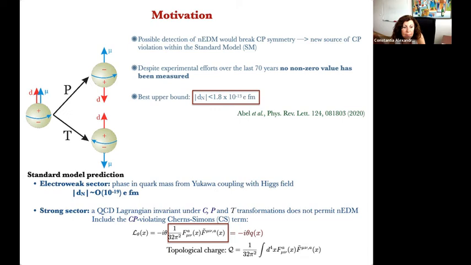Now, in nature there is the electroweak sector, where through a phase in the quark mass, there is a contribution to the neutron electric dipole moment. But I will be talking about the strong sector, where if I add a Chern-Simons term which breaks CP, then I can generate a neutron electric dipole moment. And you have seen this from Massimo's talk. This is topological: the integral of q over x is a topological charge. And this is the continuum definition of this topological charge.